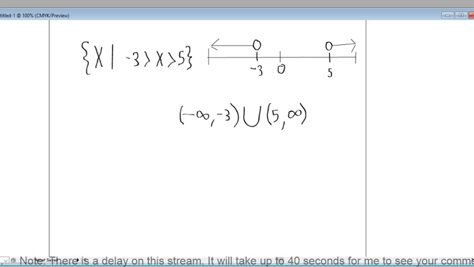Union is something that we're going to start getting into next time when we talk about how to manipulate sets. So for now, think about union like this. It's like glue. It takes two sets of numbers, so we have one set negative infinity to negative 3, and another set 5 to positive infinity. And it's gluing them together to make one set, one idea. Okay?